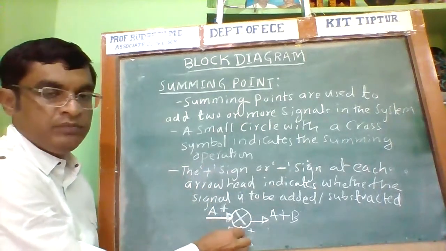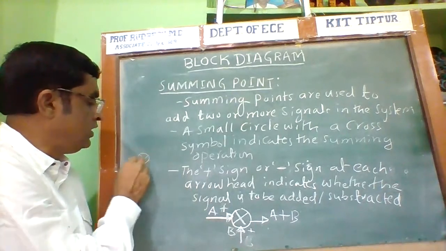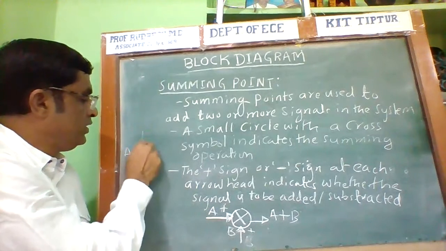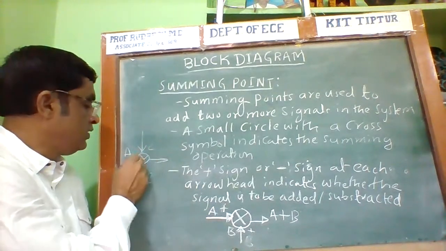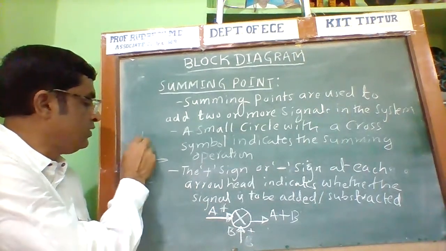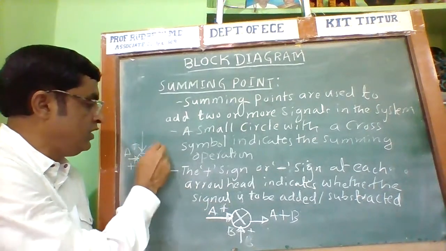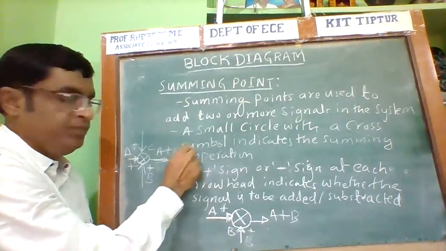Now this is the symbol. Here, if there are three signals, this is signal A, this is signal B, this is signal C. Now what is the output? Here this is a plus, this is a plus, and at this arrowhead there is a minus. Then what is the output of the signal? It is equal to A plus B minus C.